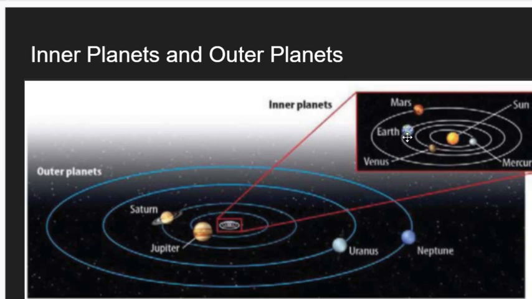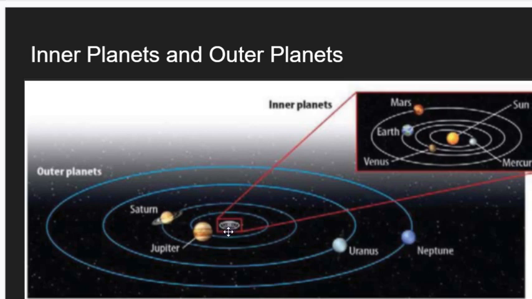Now, the first 4 planets that orbit the sun are going to be Mercury, Venus, Earth, and Mars. Those are called the inner planets. Now, the next 4, Jupiter, Saturn, Uranus, and Neptune, those are called the outer planets. Now, I want you to notice a few things about this diagram. It shows all 8 planets together.